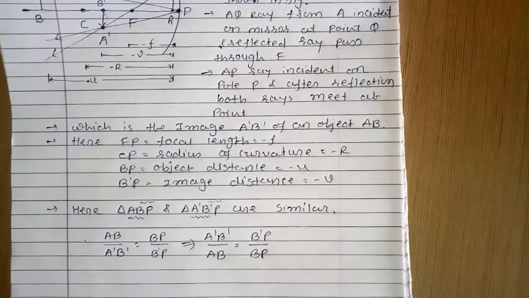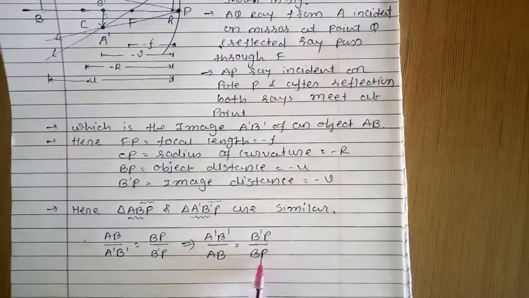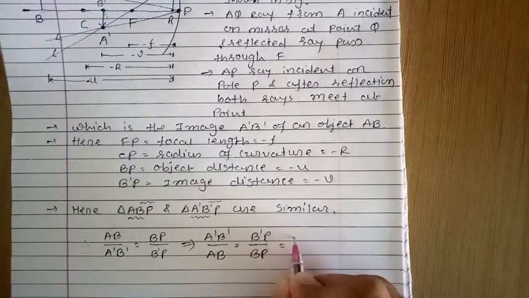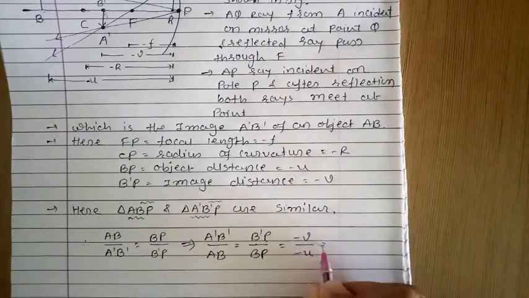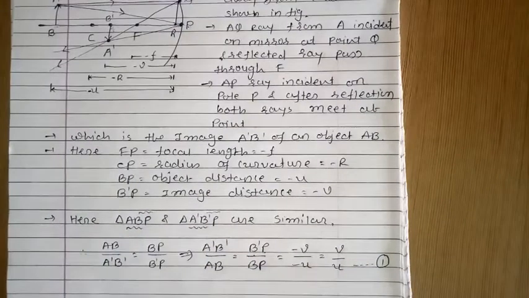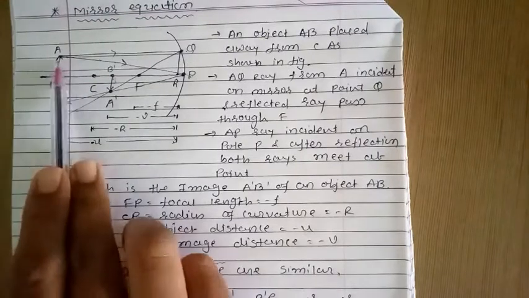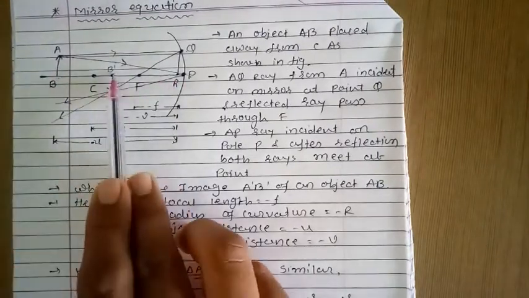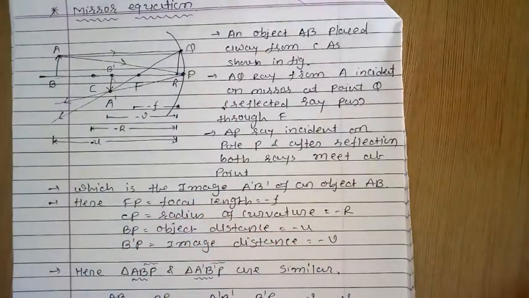So we know the value of B dash P: the image distance is minus v, and BP, the object distance, is minus u. So we can say B dash P is minus v upon BP minus u. So we can say that A dash B dash upon AB is equal to v by u. This is our equation number 1. I repeat it. Here, as per the geometry, triangles ABP and A dash B dash P are similar. So the ratio of two sides of the triangles is the same.